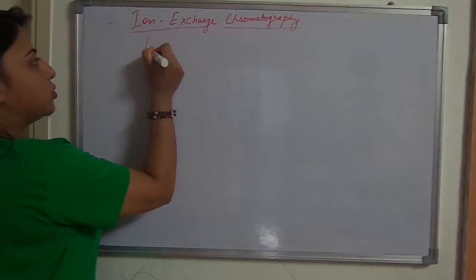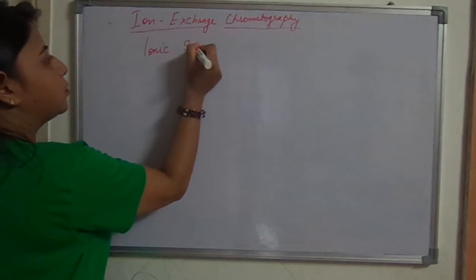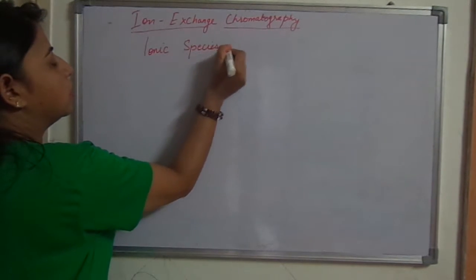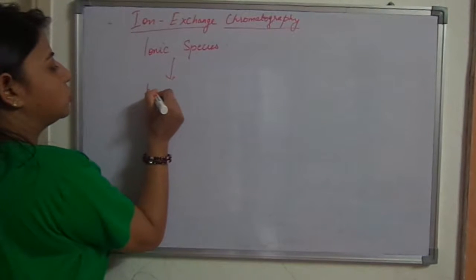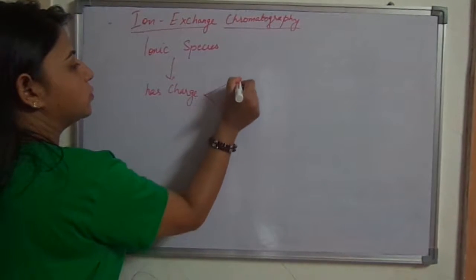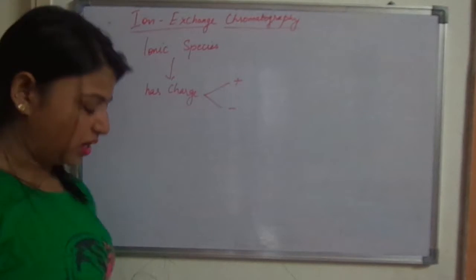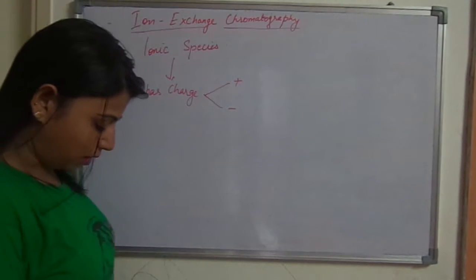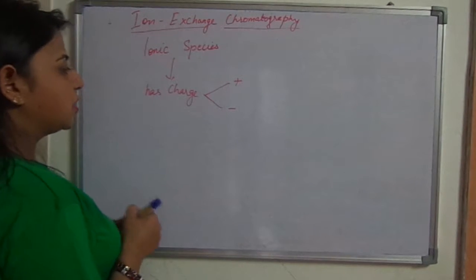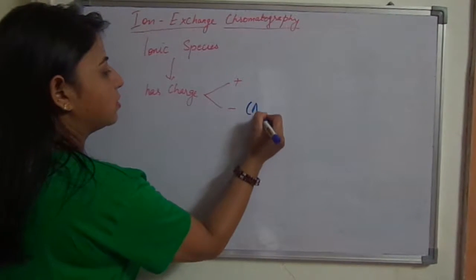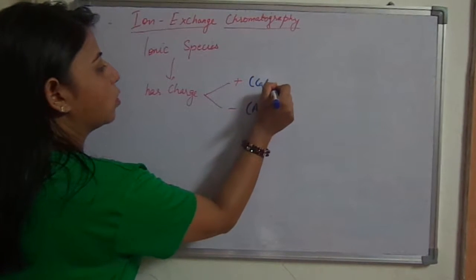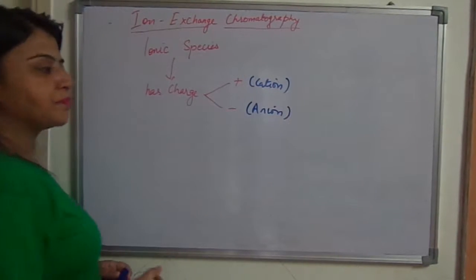What are ionic species? What is an ionic component or ionic species? It is a species which has charge. The charge can be positive or it can be negative. A negatively charged species is known as an anion and a positively charged species is always known as a cation, right?